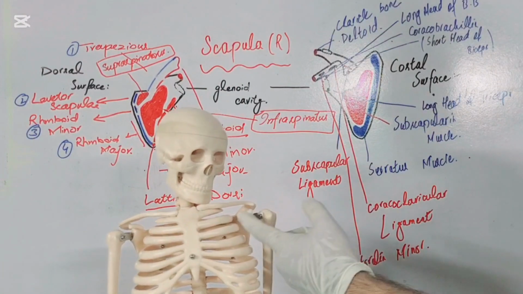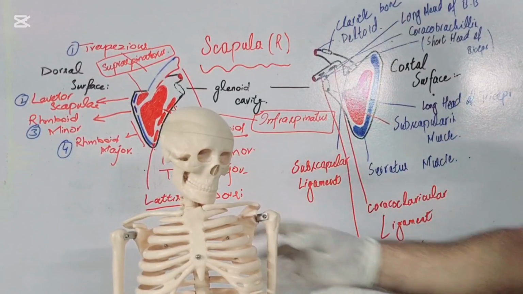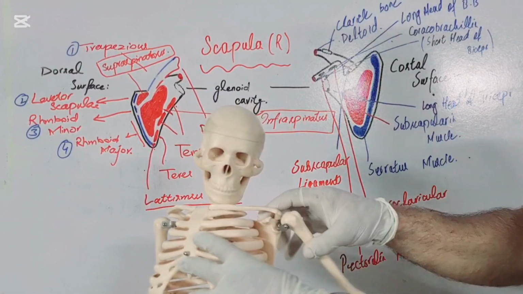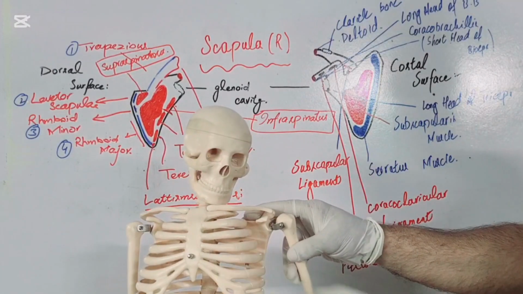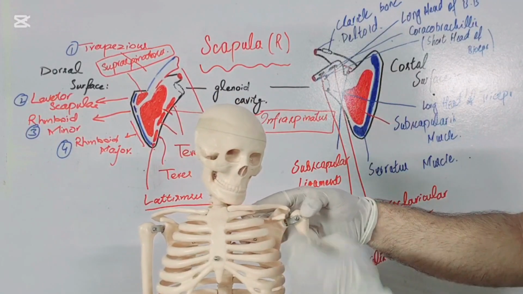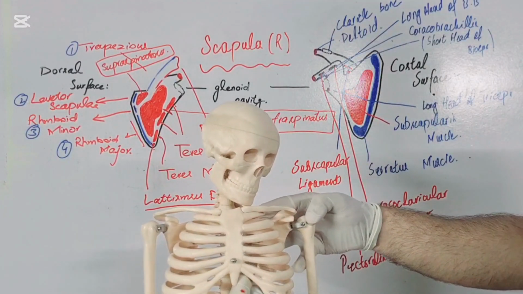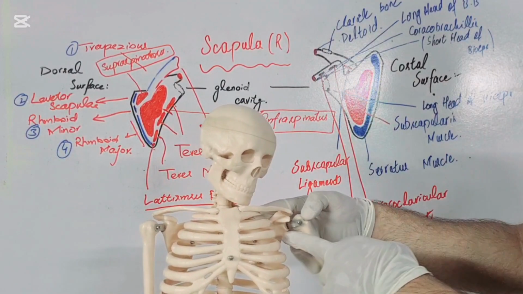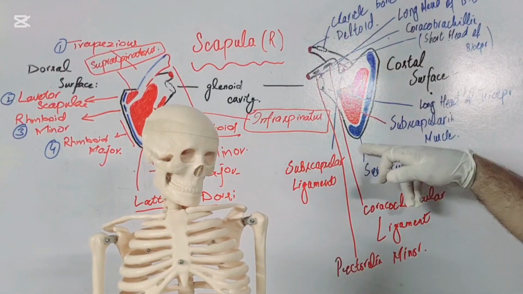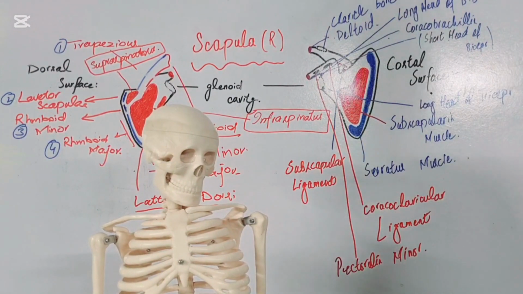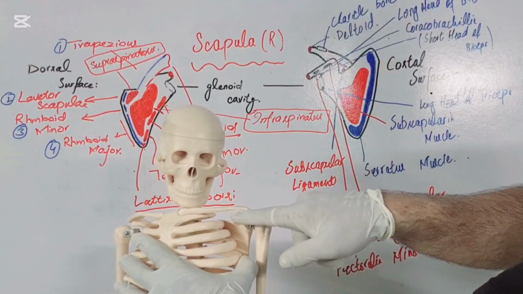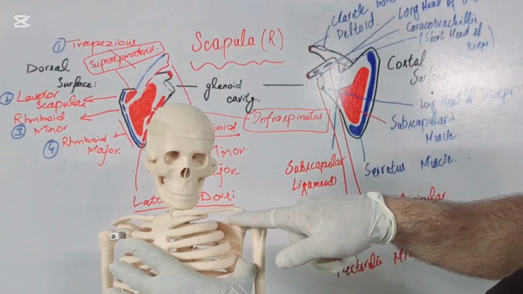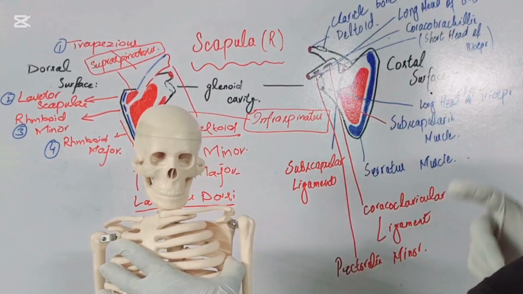Now, moving towards the costal surface, we have a subscapular fossa, which is here. Here you can see a subscapular fossa, where the subscapularis muscle is attached, and along with the medial border, we have serratus anterior muscle. And the muscles that attach to the coracoid process of the scapula are coracobrachialis and short head of biceps brachii.